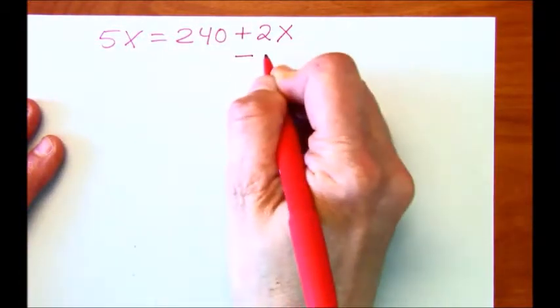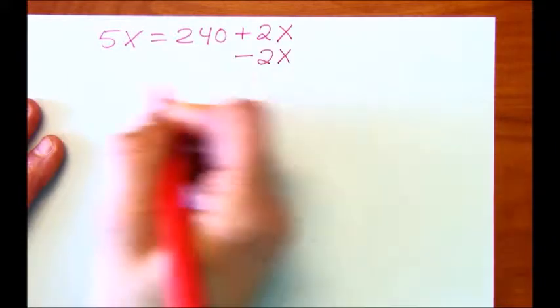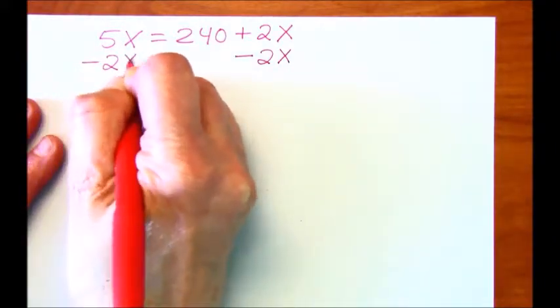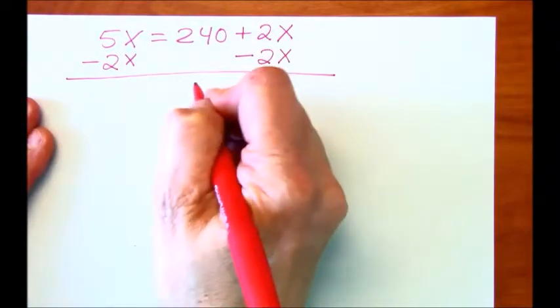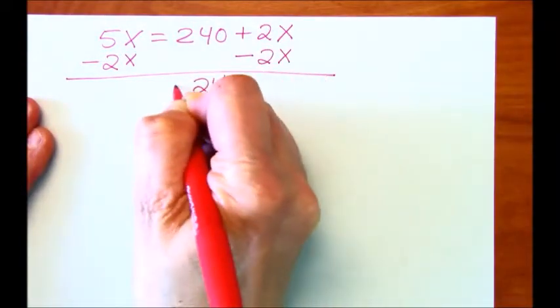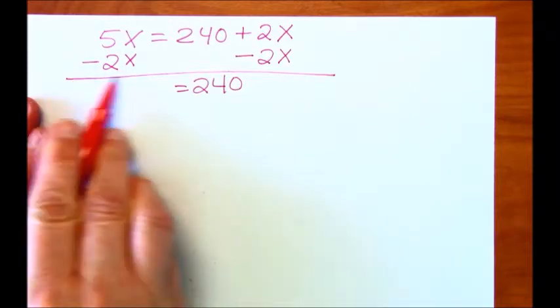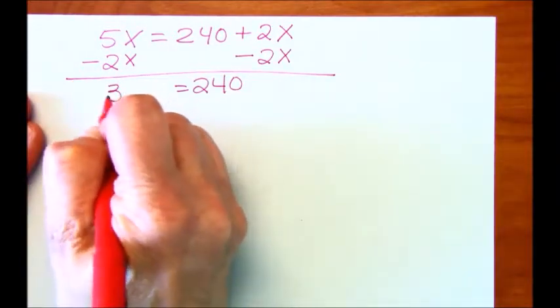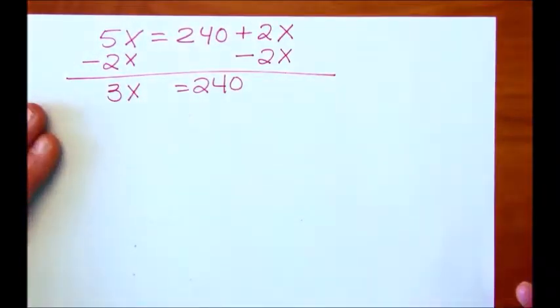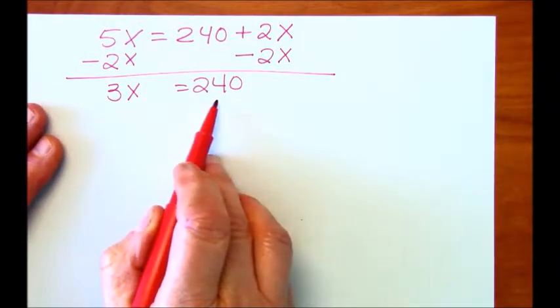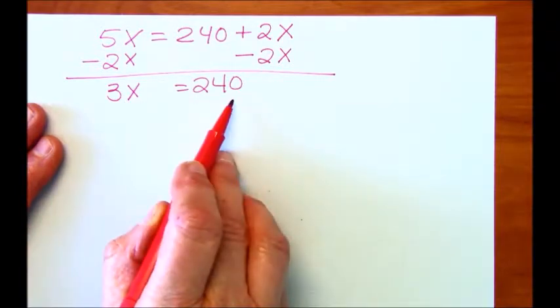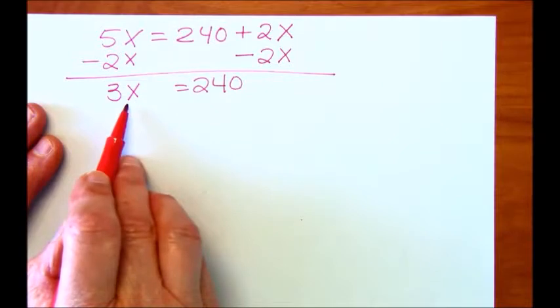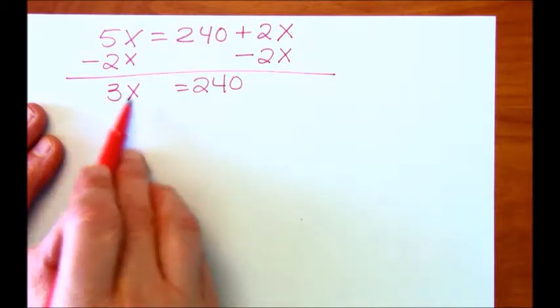So I'm going to do the opposite and do the same thing on the other side, keeping the balance. That's going to cancel, and I'm left with 240 on the right. And 5x minus 2x will give me 3x. So 3x equals 240. But again, this is not just x equals 240. This is associated with a multiplication. It's a product.